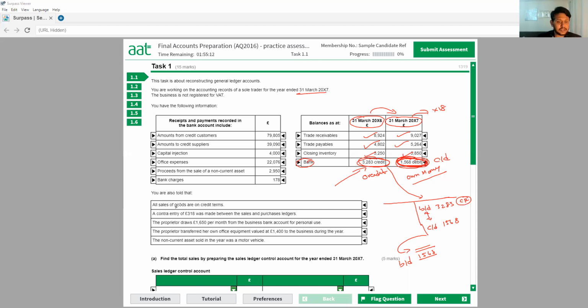Then we have all sales of goods are on credit. Okay. Contra entry 38018 was made between the sales and the purchase ledger. All right. So now the contra entry means when the customer is also your supplier. So for example, I am the seller and my supplier also buys something from me. For example, if I make a juice and I buy orange from the supplier, and let's say at the end, I'm selling this juice to the supplier as well. So he's also my customer.